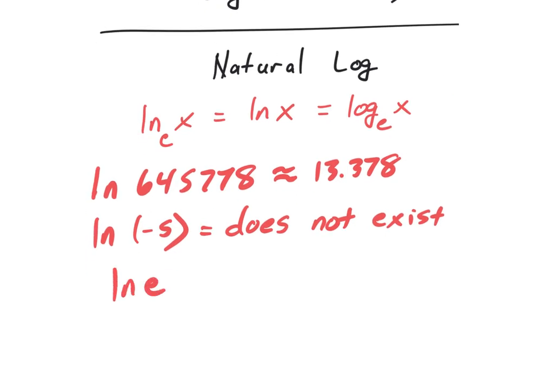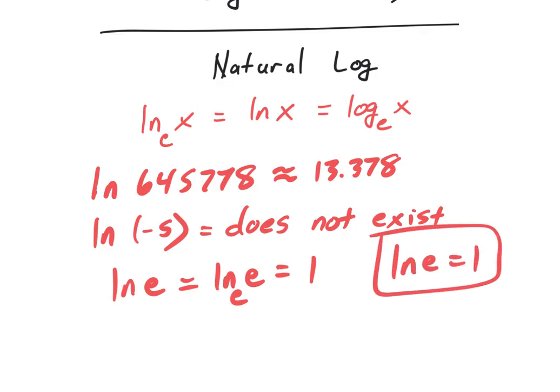Okay, here's kind of one of the big ones. ln of e is the same as the ln of e base e, right? And if these two things are the same, then what's my answer going to be? 1. Okay, and we kind of talked about that just a second ago. So from here on out, the ln of e is always 1. And I'm going to put a star by that because that's really, really important.